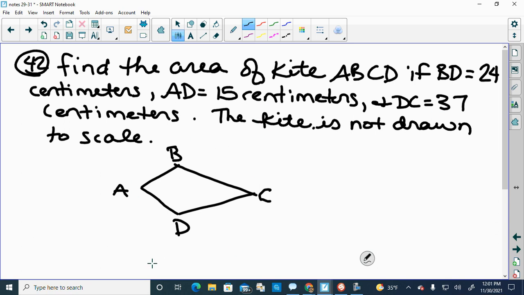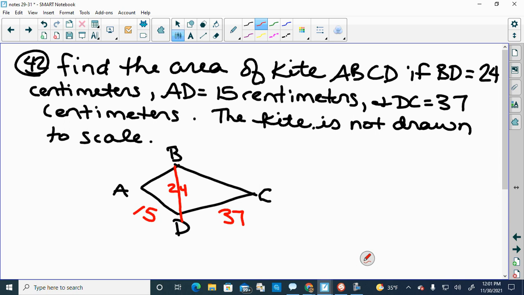Okay, so we're going to start filling in what we know. So we have BD, that's this one right here. So BD is 24. That's this segment right there. AD, which is this one right here, is 15. And then DC, which is this one, is 37.